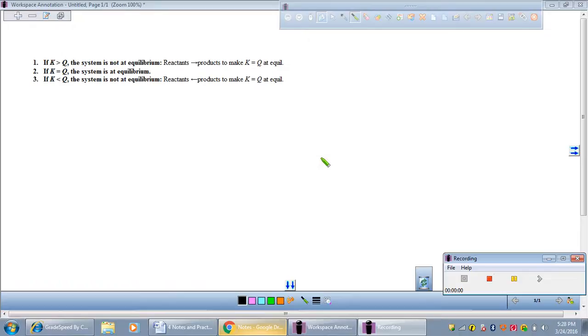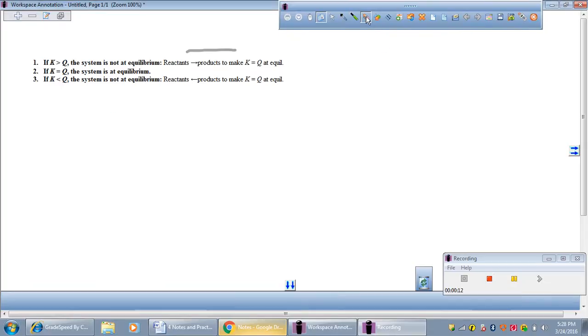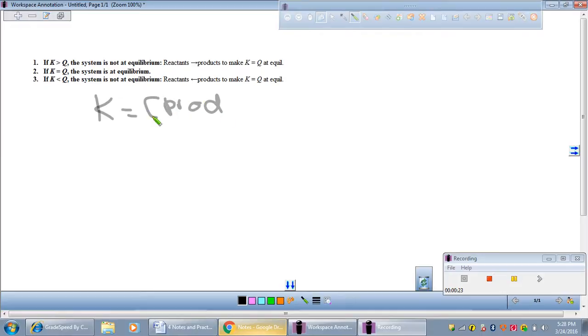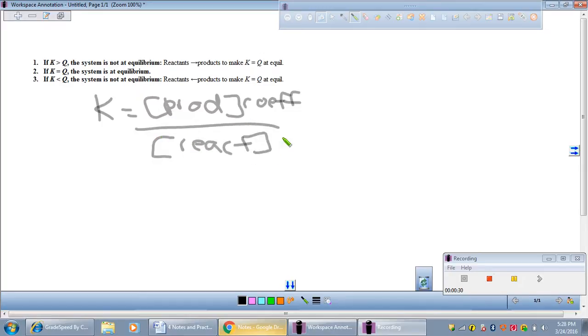Today we're going to be talking about K and Q. So remember that K is the equilibrium constant. When the rate of the forward reaction is equal to the rate of the backward reaction, we are at equilibrium. So we have a ratio of product to reactant, and at equilibrium, that ratio equals K.